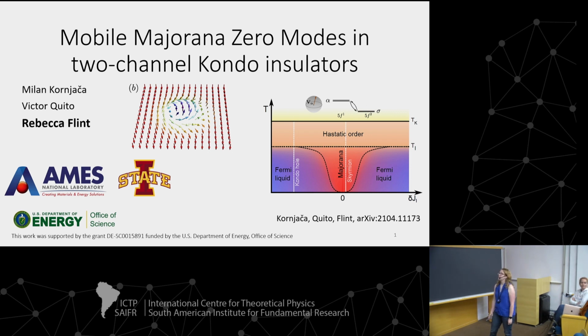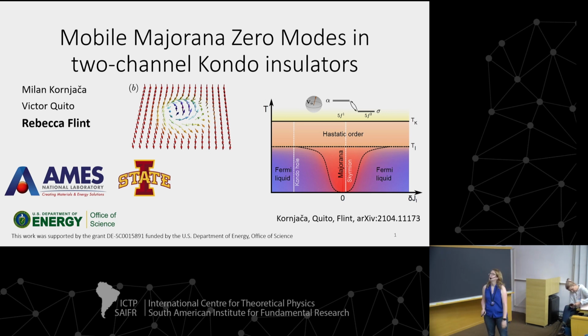So today, I'm going to tell you what I think is a very interesting story about a new way of getting Majorana Zero Modes in two-channel Kondo physics, which may actually be able to be braided around and potentially be useful for topological quantum computation. This is a highly theoretical story, so it's very far in the future, but I think it's very interesting. And this was done with Victor when he was my postdoc, and with Milan Kornjacha, who was my student at the time.